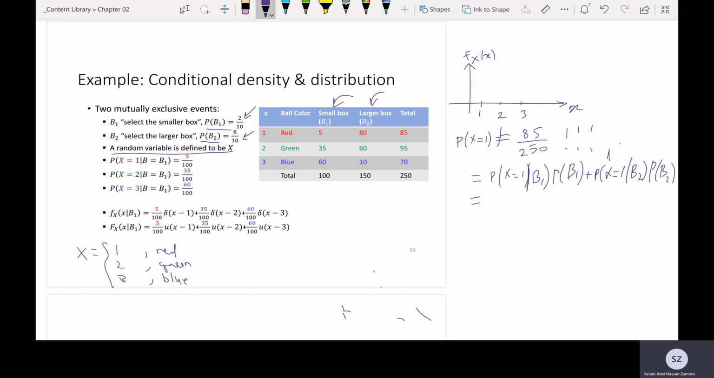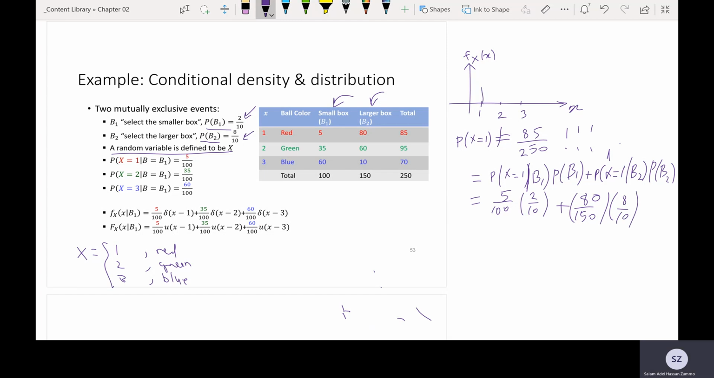Probability of x given B1, what is it? 5 over 100. We look at probability given B1; it's basically the number of threads divided by the total in B1. Multiplied by, what is the probability that we select B1? 2 over 10. Plus, what is the probability that x equal 1 given B2? We look at this line: 80 over 150, multiplied by 8 over 10. Okay, and so you find the number.